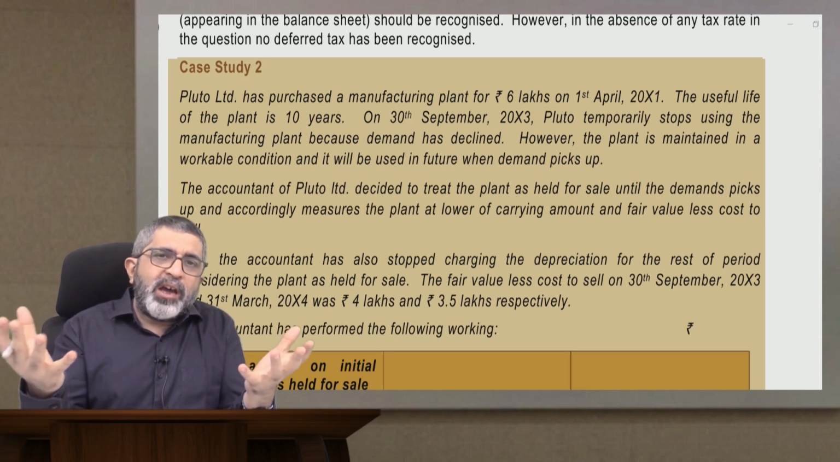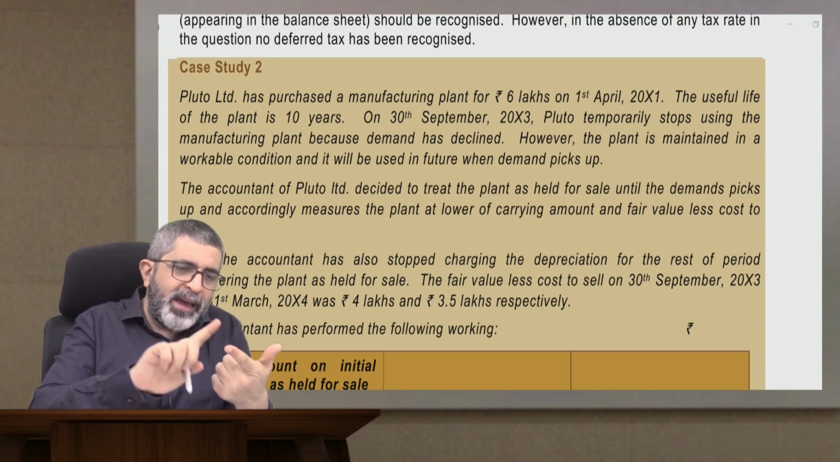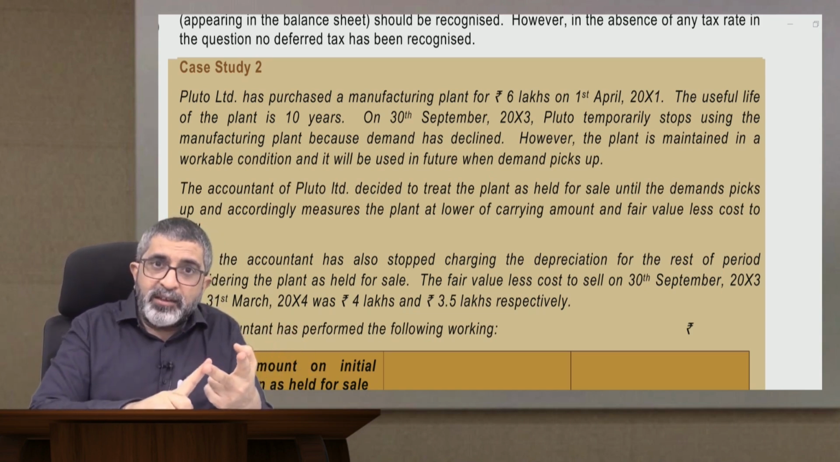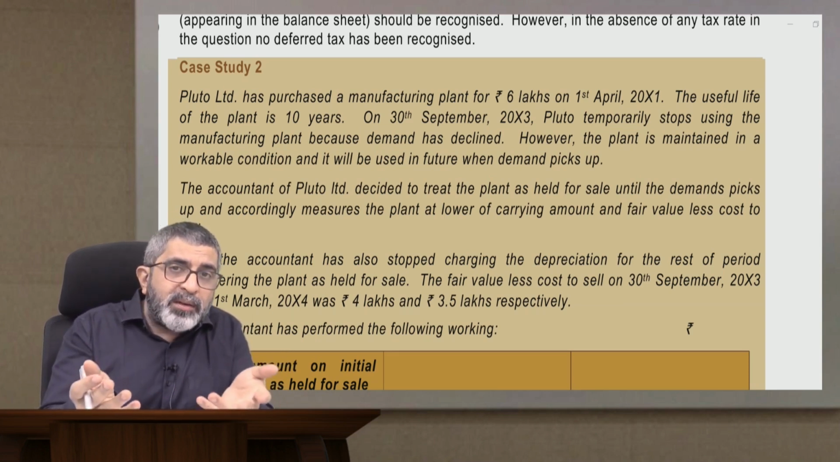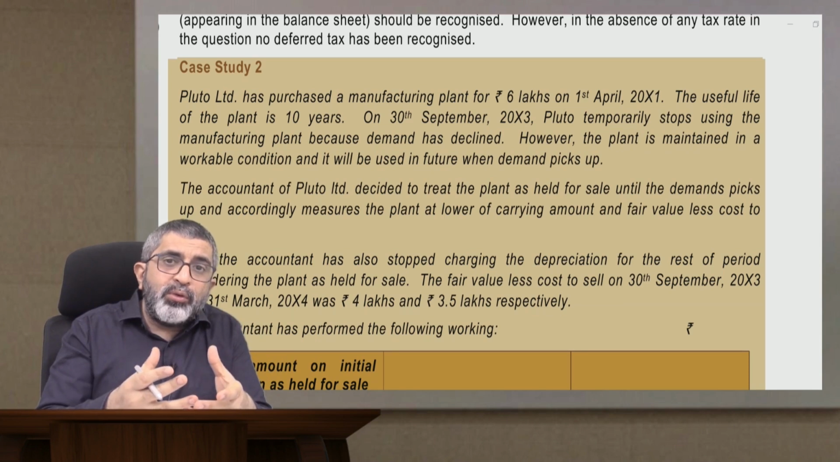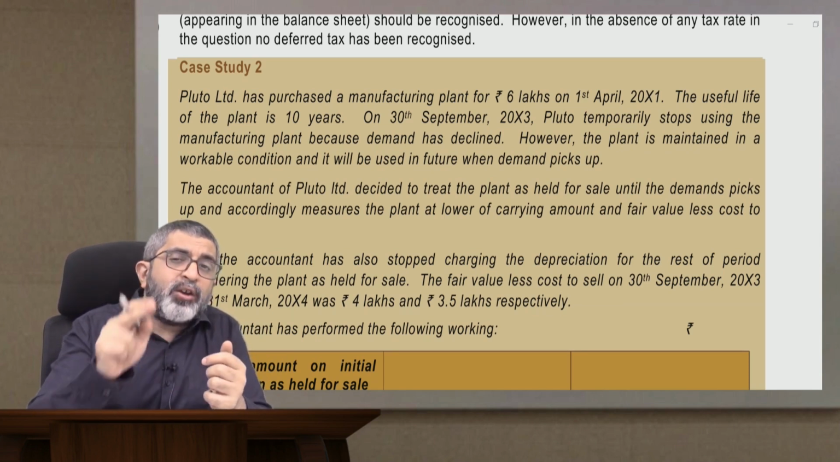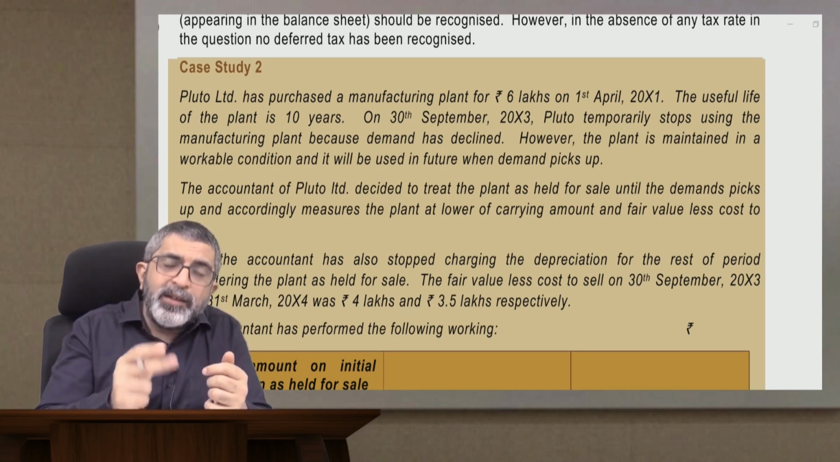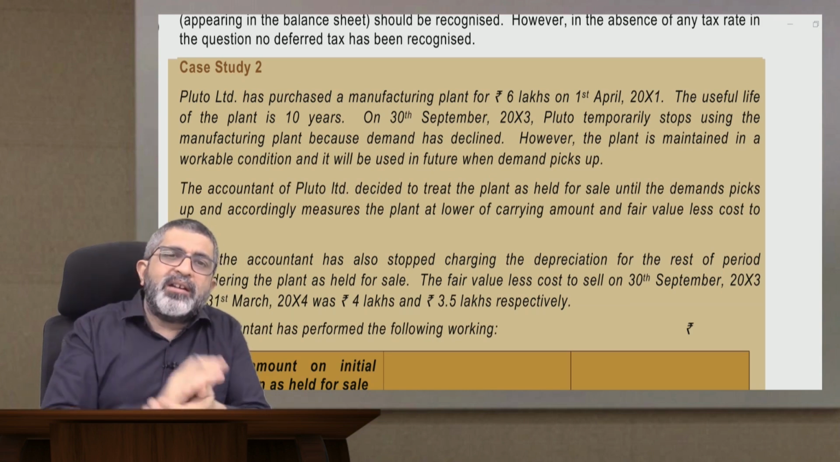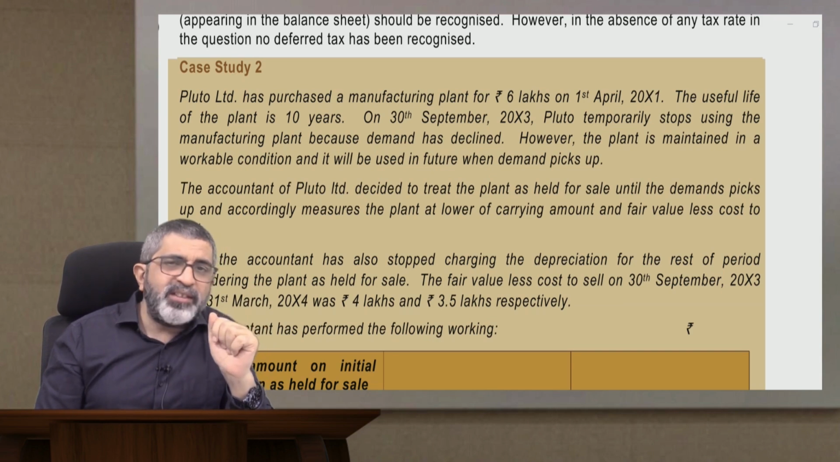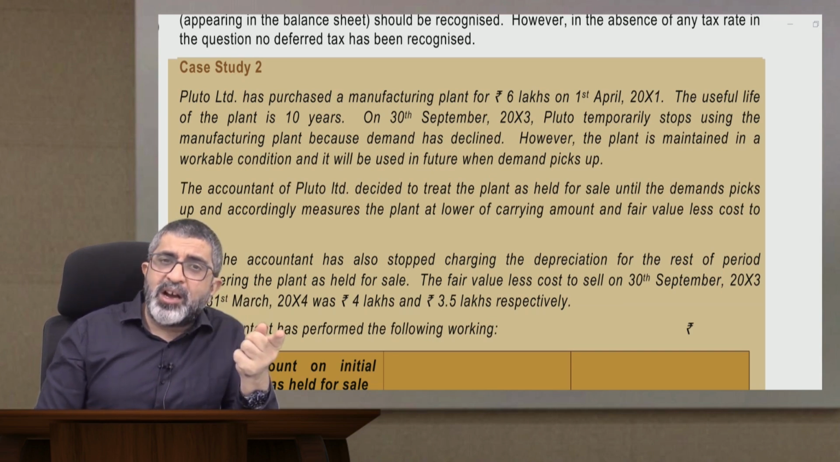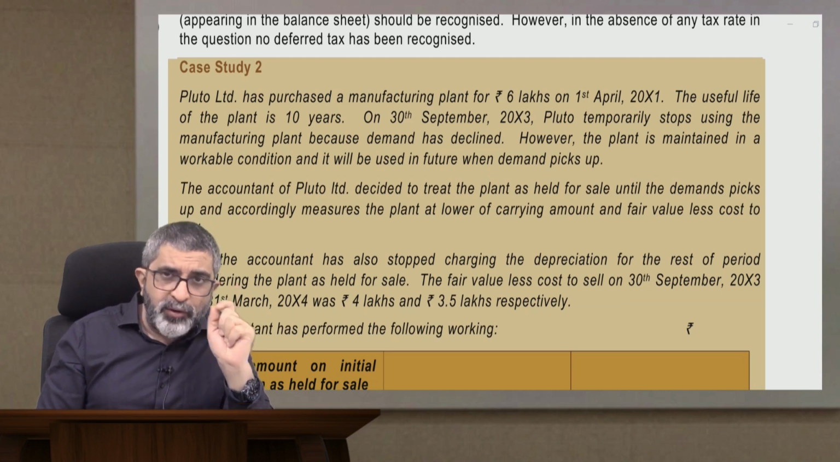See, how can you recover any asset's value? Either by use or by sale. So when the use is no longer going to happen, when the entire value you are going to recover only and only through sale, then and then only you can reclassify that as a non-current asset held for sale. Otherwise it is not permissible. That means this reclassification made by the accountant is not appropriate, first of all.